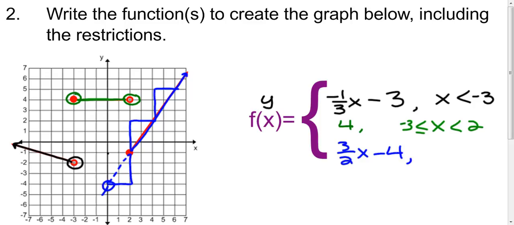Okay, and then I need to say which x values that little section exists for. So my magic spot right here is when my x value is 2. And then all of these x values are to the right of that spot. So all of those x values would be bigger than 2. So x is greater than or equal to 2.